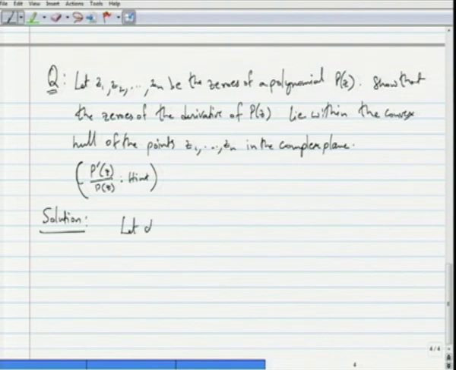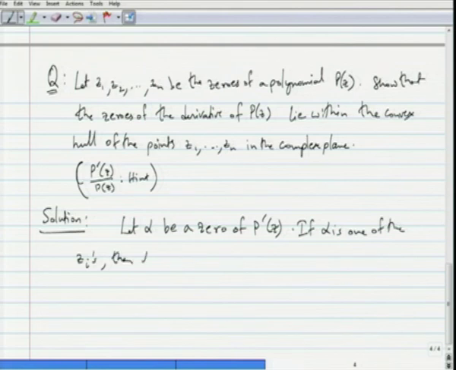Let alpha be a zero of p prime of z. Okay. If alpha is one of the zi's, then it sure lies in the convex hull, because the points themselves lie in the convex hull of those points. Okay. So, if alpha is one of the zi's, then alpha lies in the convex hull of z1 through zn.